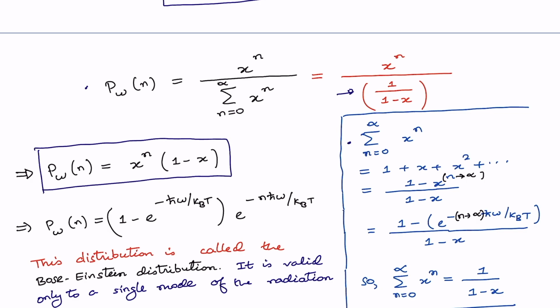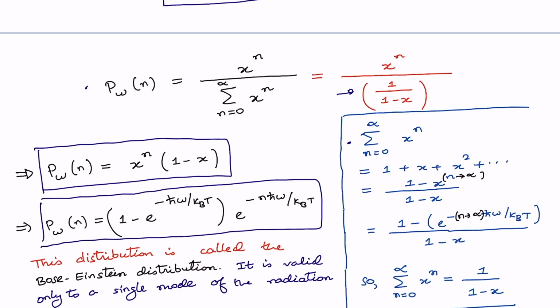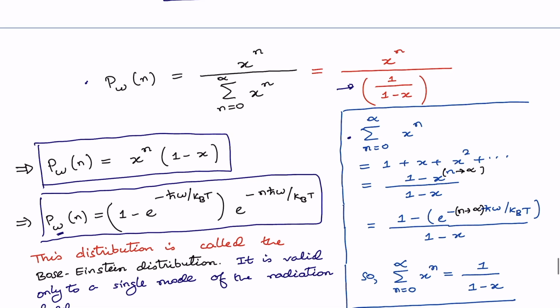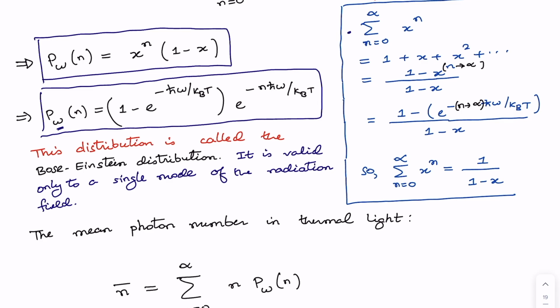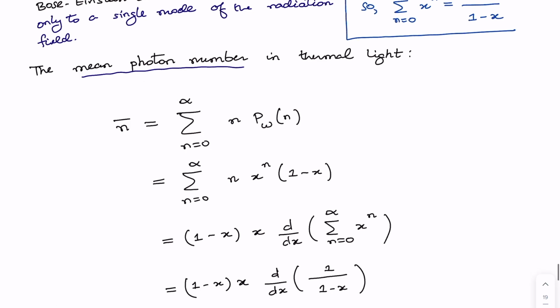So this is what you put here, and from here the probability distribution for the thermal light can be written in this form. This particular distribution is the so-called Bose-Einstein distribution. Please note that this is valid only for a single mode of the radiation field, and here we have taken the single mode to have a frequency omega. Using it we can find the mean photon number in the thermal light, and this is easy to work out. I'm showing you the mathematical steps here.